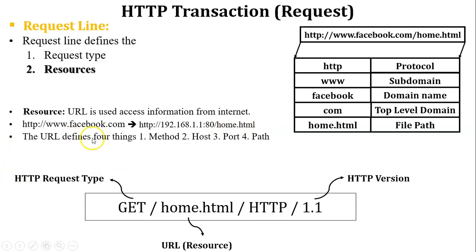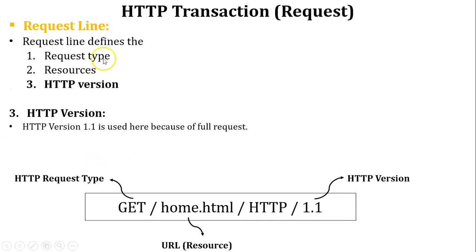Next, the URL defines four things. The first one is the method, here HTTP. The second one is the host, so this is the host IP address, and the third one is the port. Port number 80 is used because of the HTTP protocol, and the fourth one is the path of the file, which is home.html. So now we can define the URL in these four parts. The first one is the protocol, then the host IP address, then the port number of the protocol, and the path of the file.